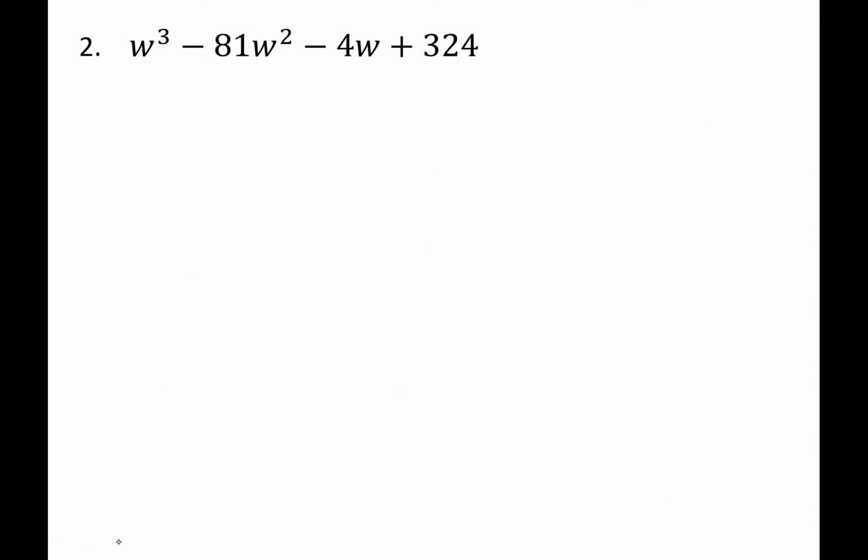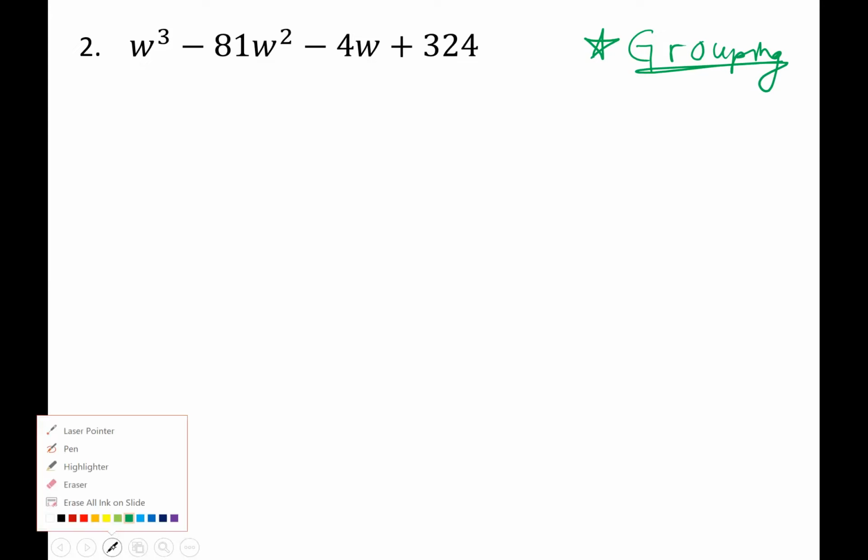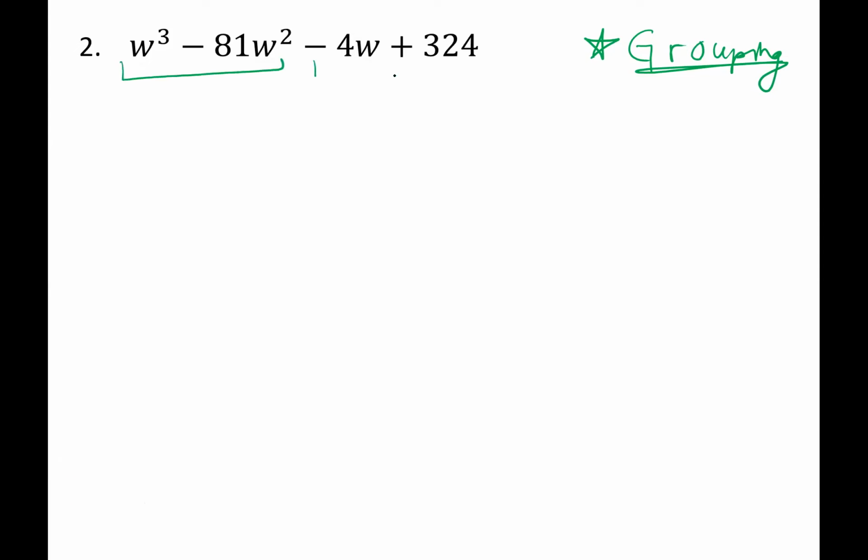So just a reminder, when you have 4 terms, the method that you should try to use is grouping. Okay, factoring by grouping. So there's no GCF, no greatest common factor with all 4 of these terms. So let's break them into groups. Because there's 4 terms, we'll split them into 2 groups of 2. Then within each of those groups, we'll be able to take out a GCF. So with the first group, w to the 3rd minus 81w squared, the GCF there is w squared.